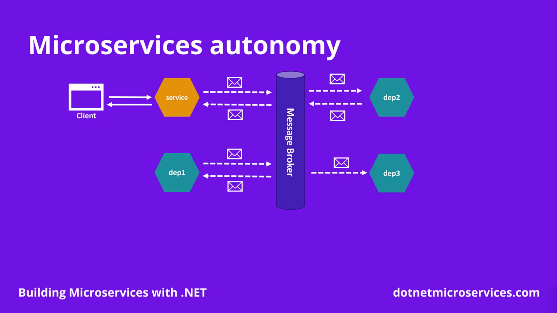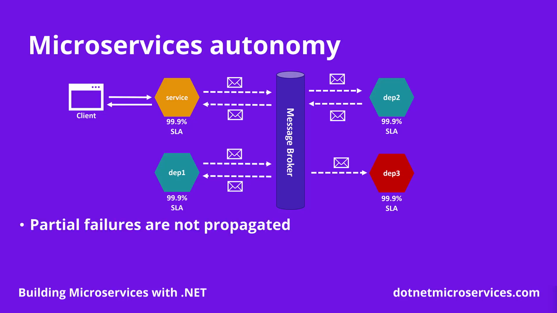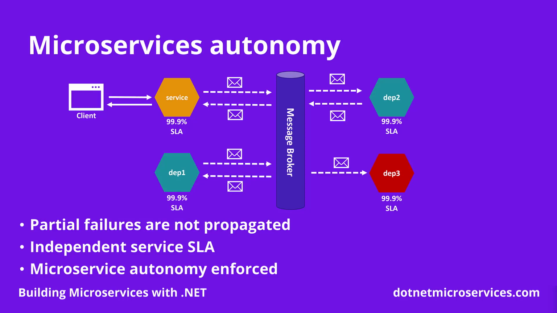The great thing about this kind of layout is that when one of the dependent services fail, it would not cause any impact on the other services, since all of them have been decoupled from each other and only talk to the message broker. So the same SLA that one of the services presents can be honored across the entire system, assuming that the message broker offers high availability. So, with asynchronous communication, partial failures are no longer propagated. Each service has its own independent SLA, and best of all, the autonomy of all microservices is enforced given the lack of coupling between them.